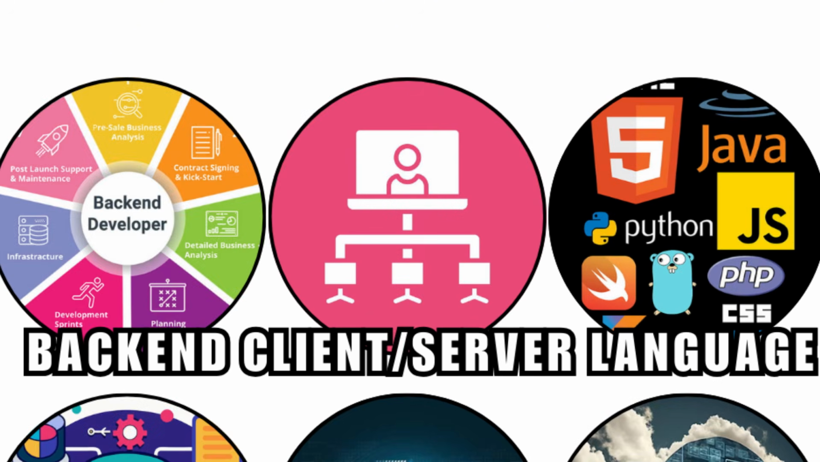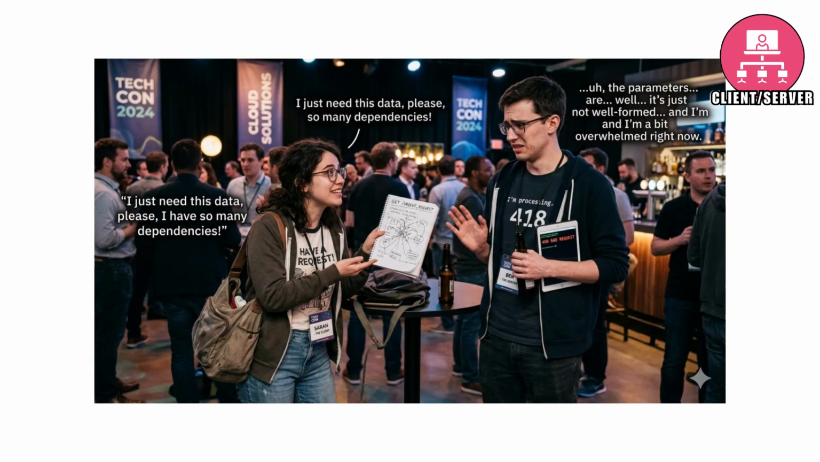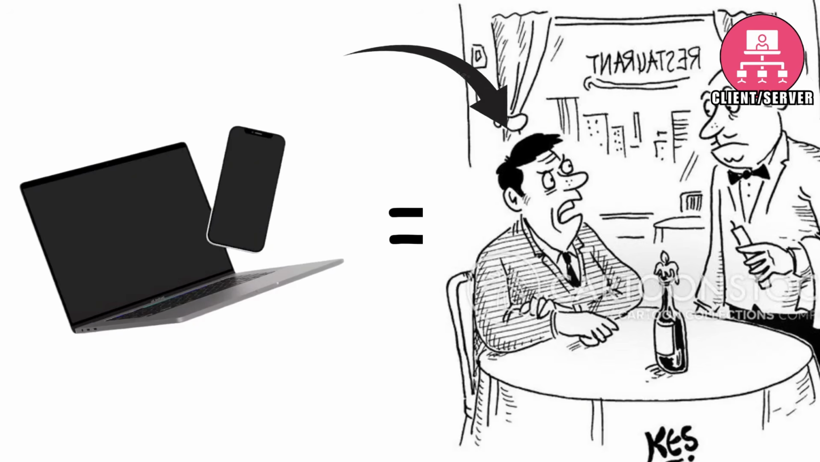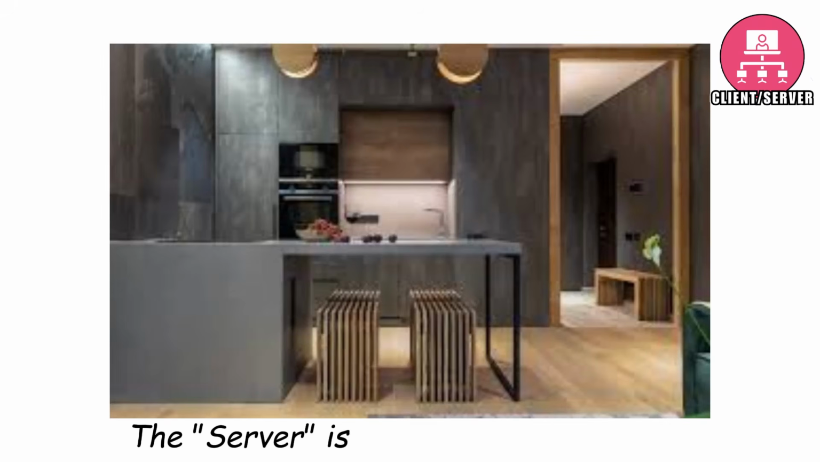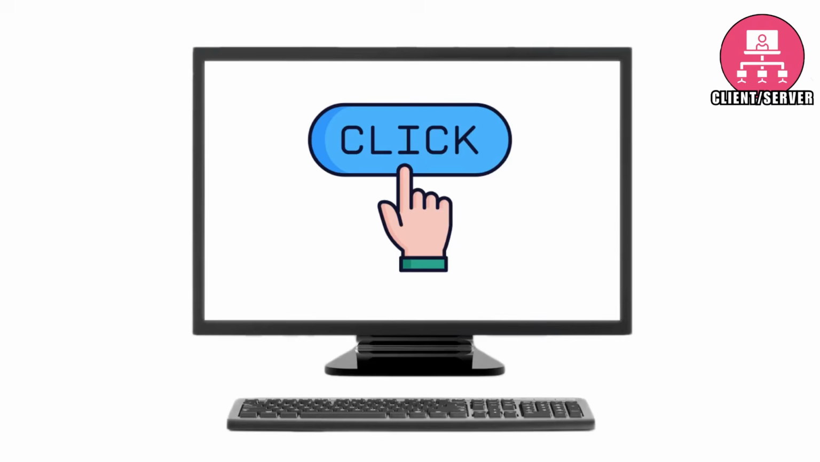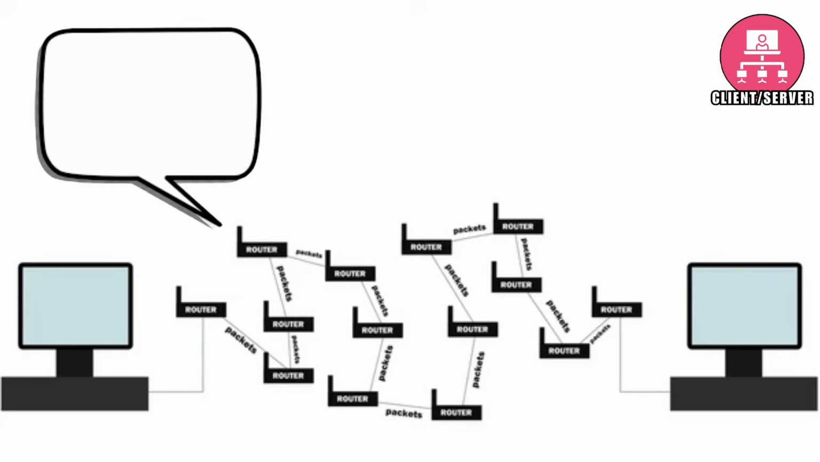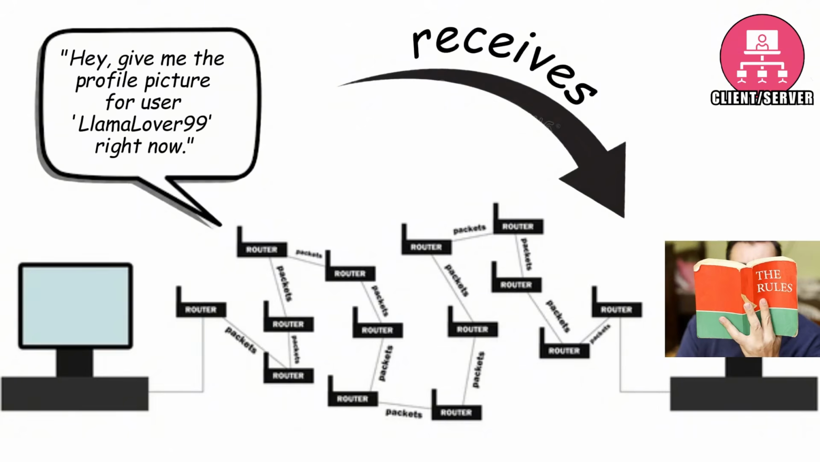The client-server speed date. To understand the backend, you have to understand the most awkward relationship in tech, the client and the server. Your phone or laptop is the client, a needy, hungry customer constantly demanding things. The server is a giant, invisible kitchen. When you click a link, your client sends a request. This isn't a polite suggestion, it's a digital packet of data saying, "Hey, give me the profile picture for user llamalova99 right now." The server receives this, checks its rules, and decides if you're actually allowed to see it.